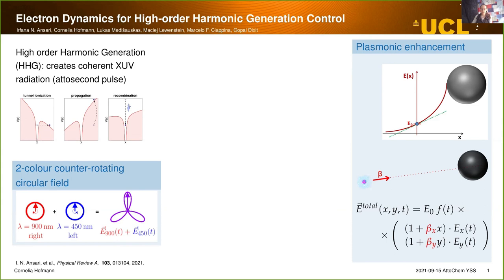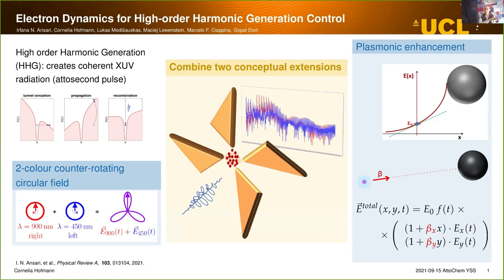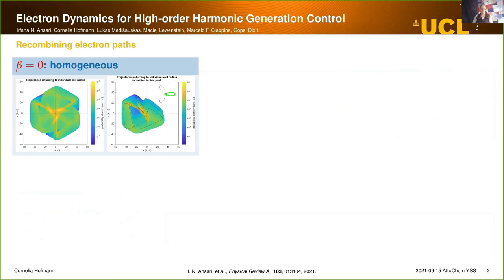For our project, then we ask, well, what happens if we bring these two approaches together? What if we use this two-color tailored field and combine that with a setup that results in a spatially dependent field enhancement? What happens to the spectrum? Well, let's look at how the electrons behave in these different cases.